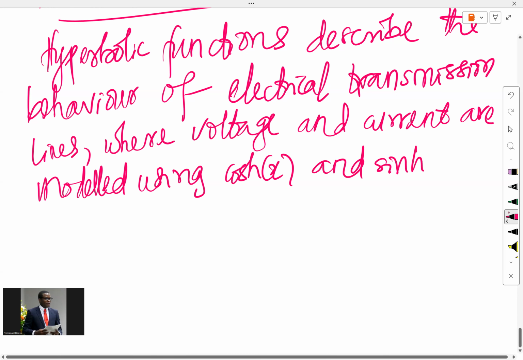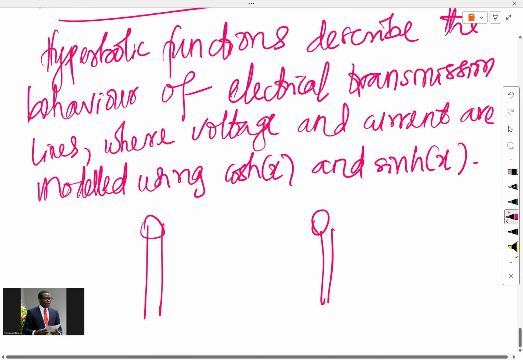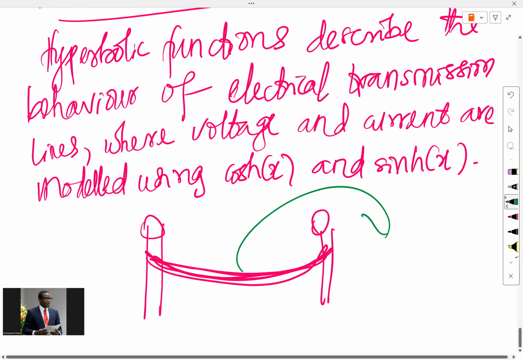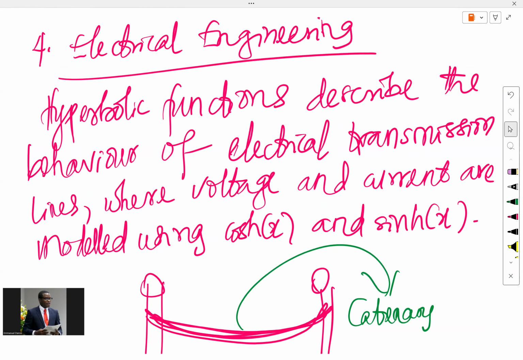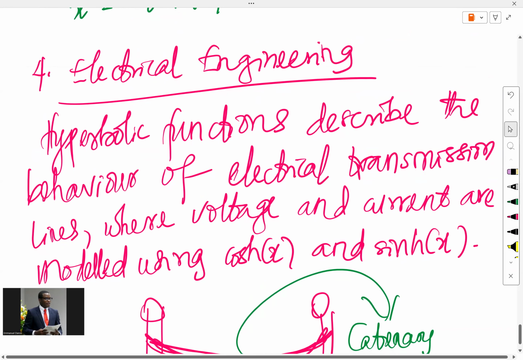Of course, we can talk about the idea of catenary too, right? Like a cable hanging on a pole, something like this. You have a pole here. Maybe it's not the actual application we're talking about in this case, but when you have a cable hanging this way, it's actually called a catenary, which is modeled using hyperbolic functions. We can also talk about the behavior of electric transmission lines, talking about voltage and current in the context of sine and cos. Okay, so we have that application in electrical engineering.